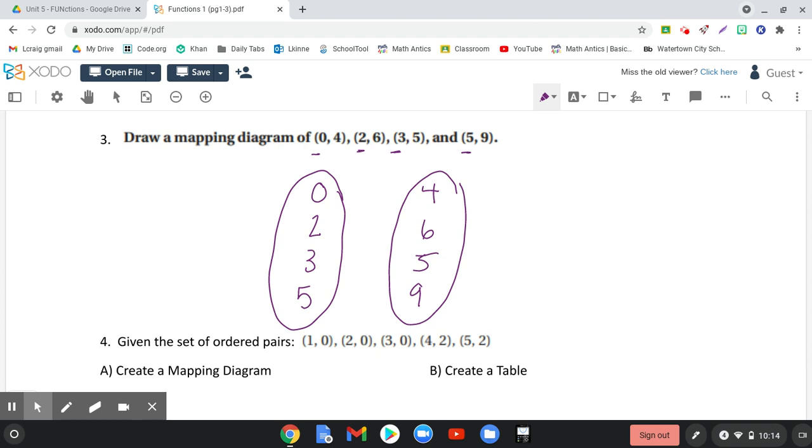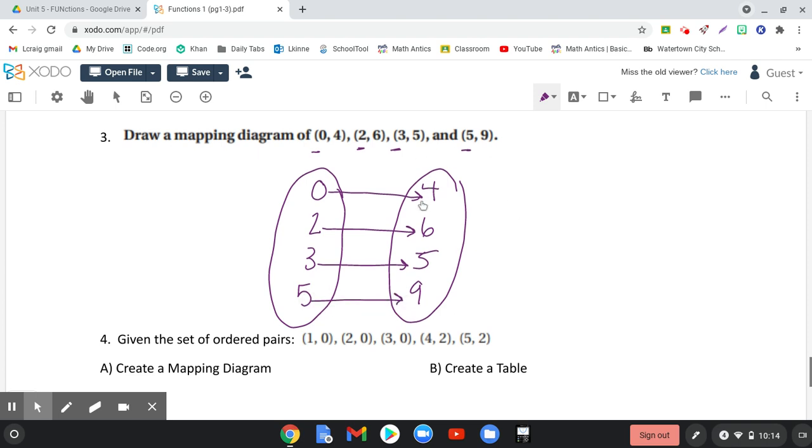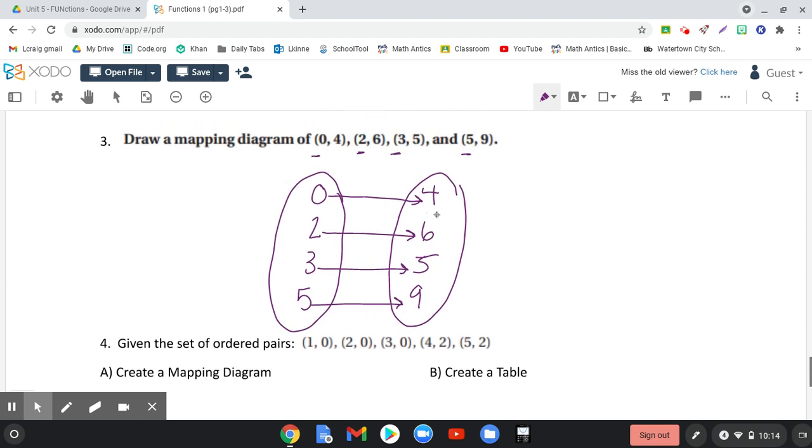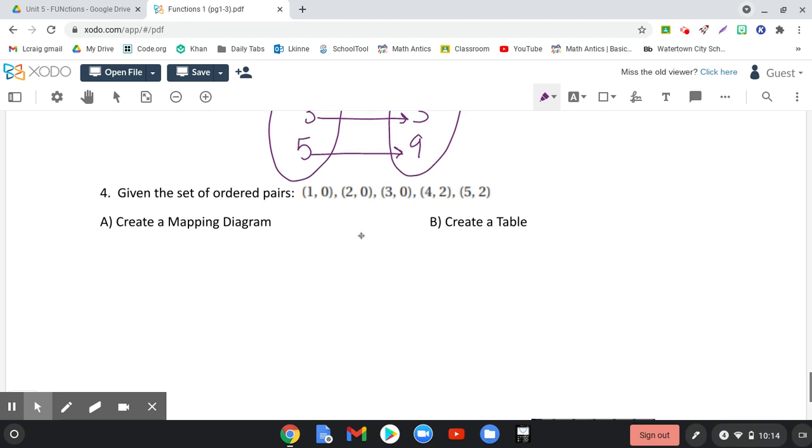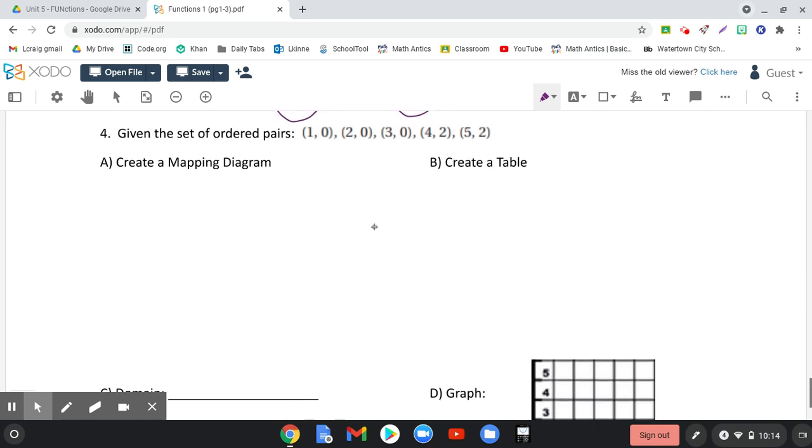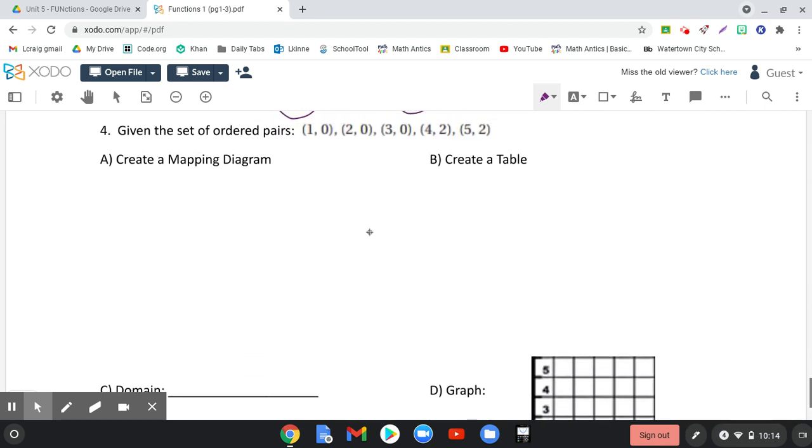Pretty basic mapping diagram. So 0 goes to 4, 2 goes to 6, 3 goes to 5, and 5 goes to 9. That's it. Again, if 2 different points went to 4, instead of putting 2 4s in there, you just use 2 different arrows. All right, last one. Let's cover all of our bases. So we're going to create a mapping diagram, a table, and a graph, and then state the domain and range.